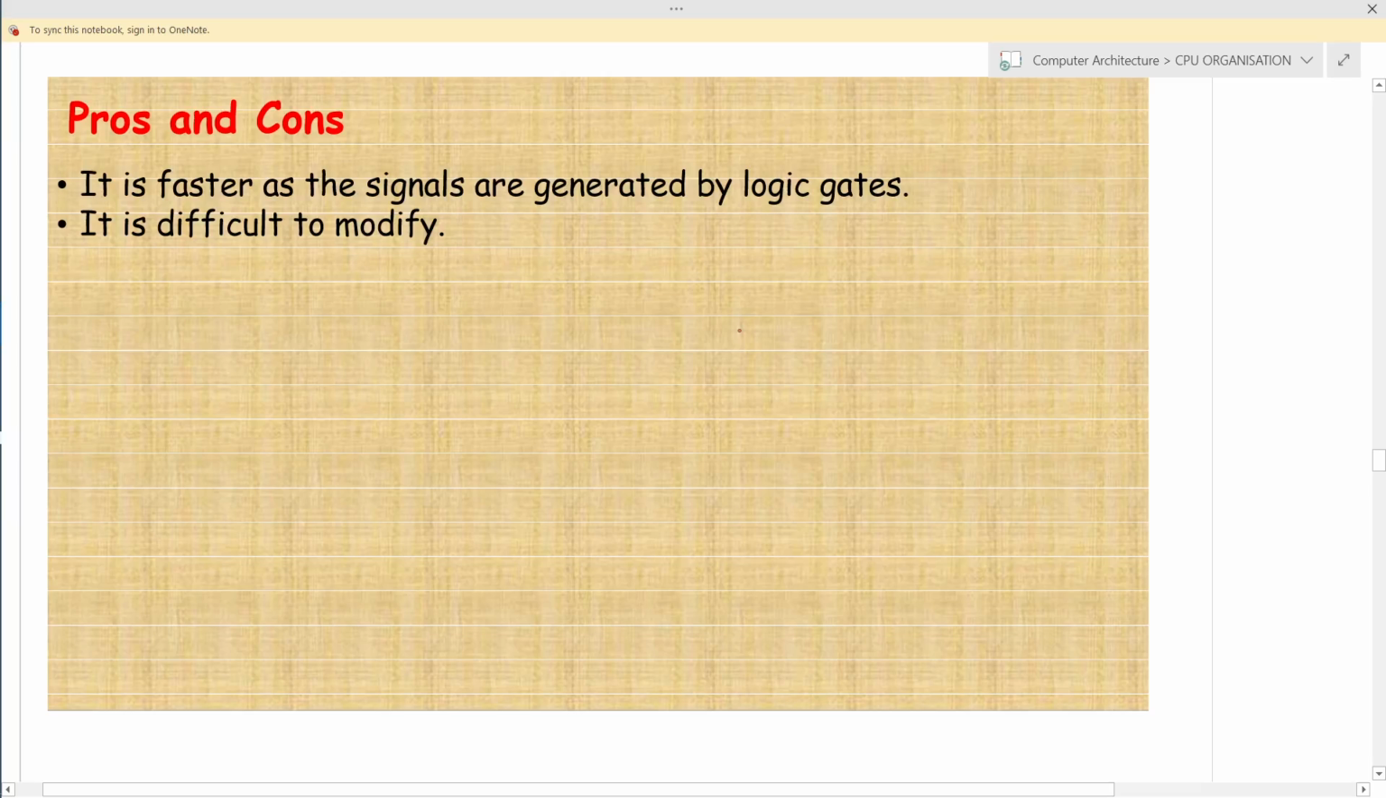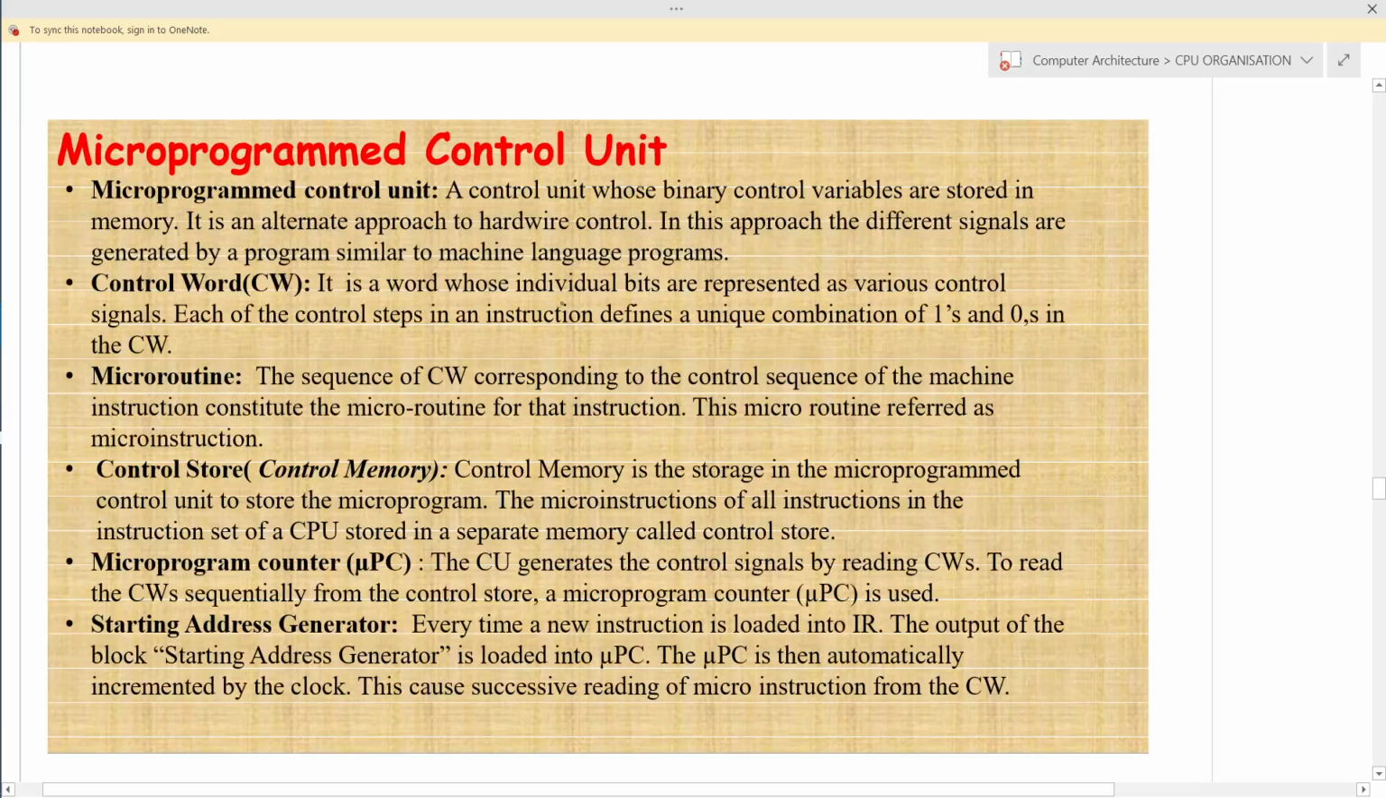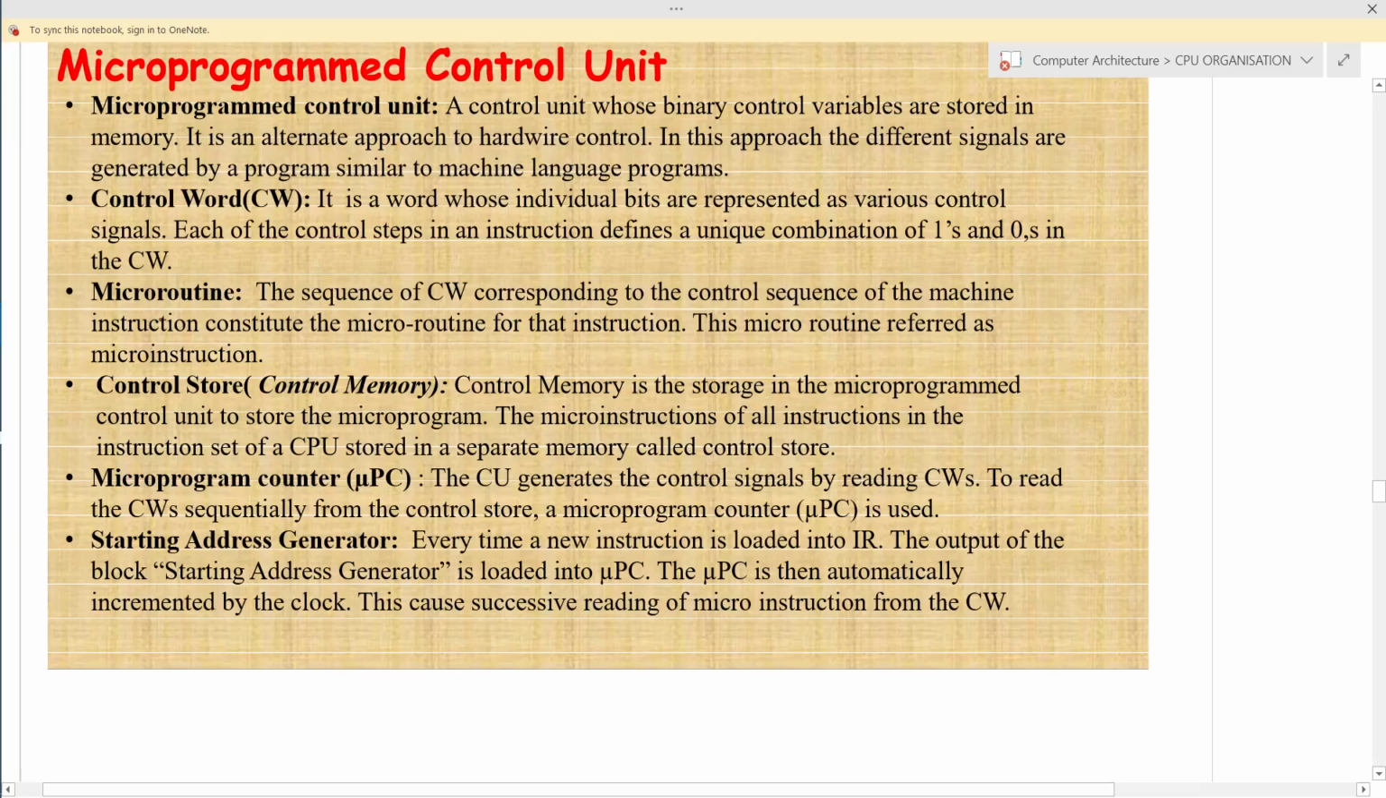However, a control word represents a word where each bit has some meaning, and all these control words are kept in a memory that is known as the control store. This is the control store, and basically the control store is nothing but a ROM.